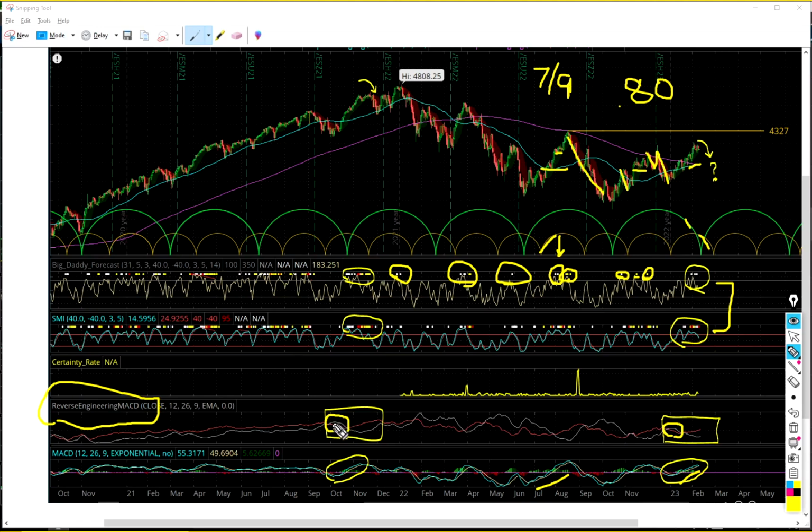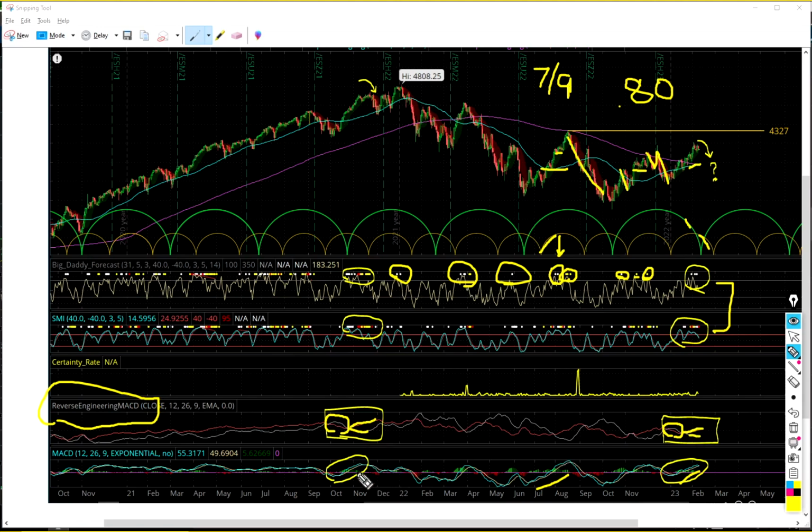Both lines, the whitish line and the red line, curl over and point down, just like we saw right here. Then they crossed over. The red line goes up, and the lighter line goes down and starts to curl up. Same exact scenario. Very similar.